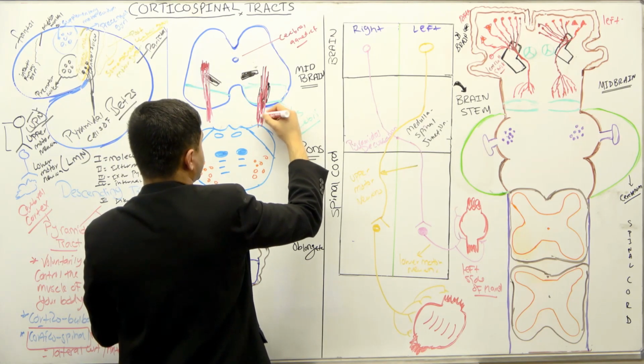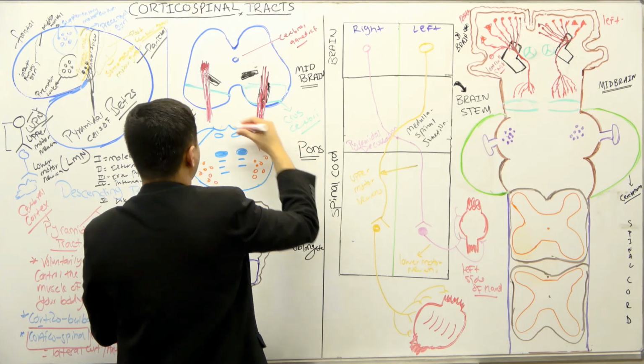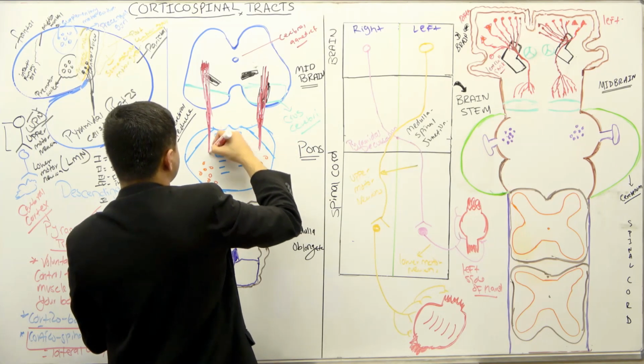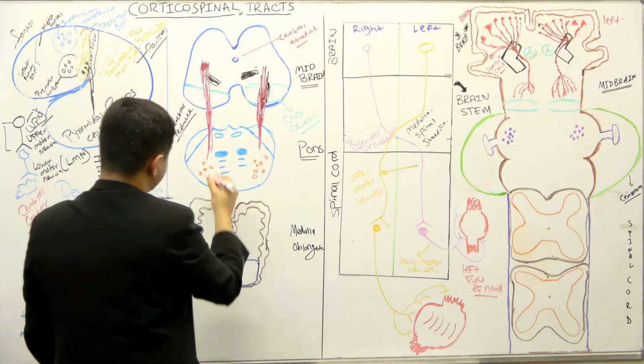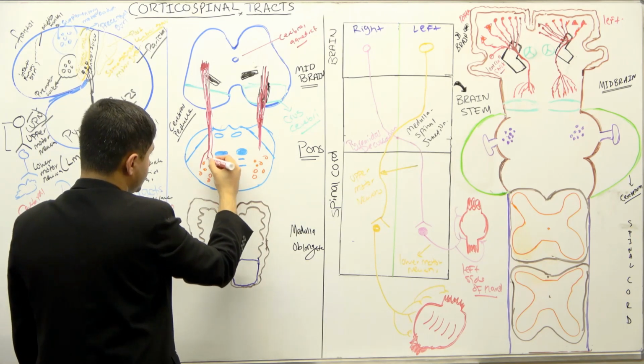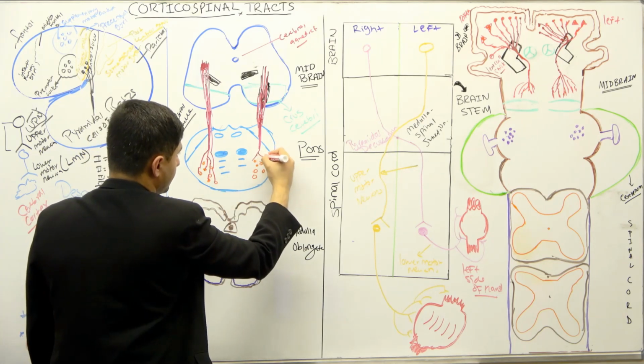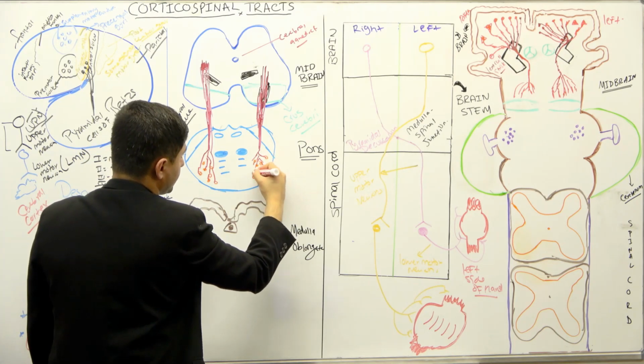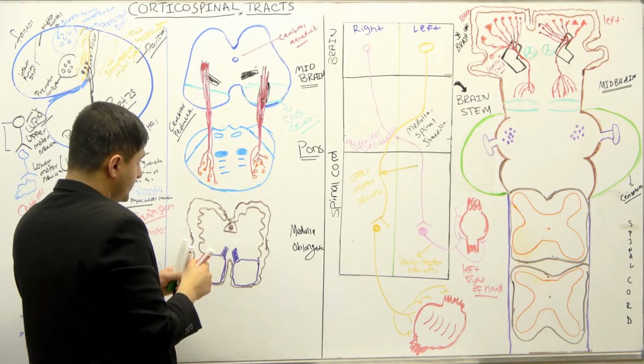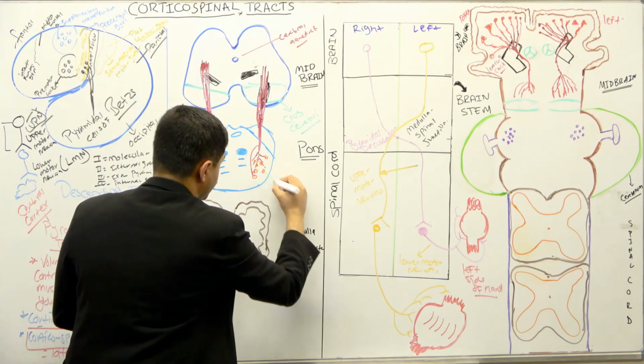And when this fiber passes, where are they going to go? They're going to go to the pons right here. And when they go to the pons, you know where they go? They're going to go to this nuclei on the pons area right here. What is this nuclei called? This is called the pontine nuclei, right here.